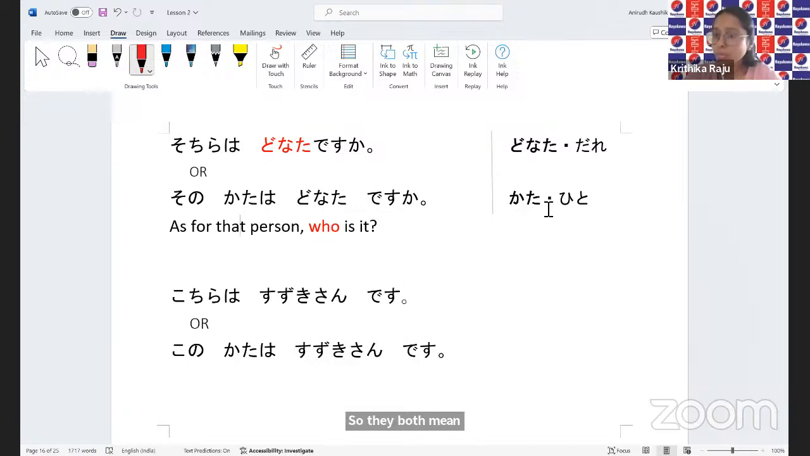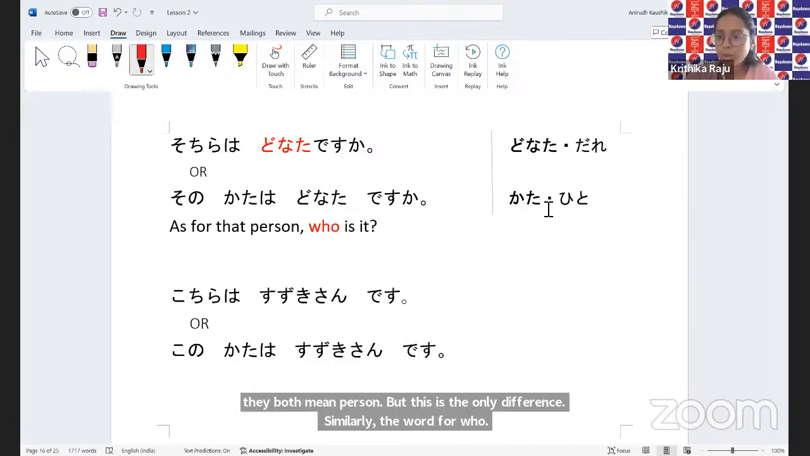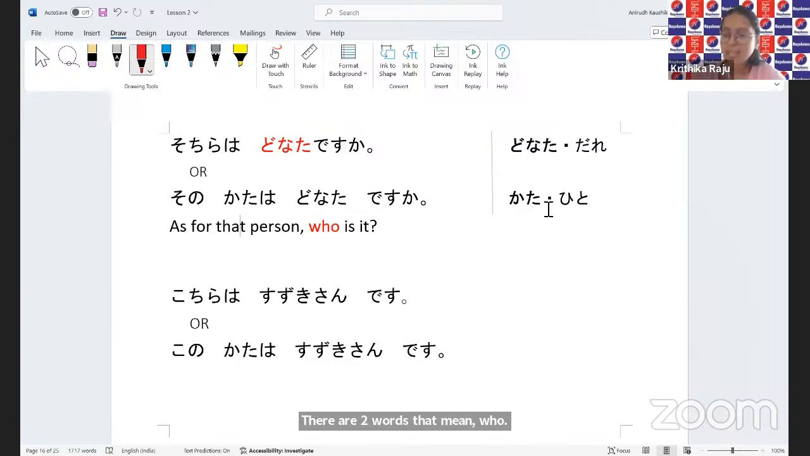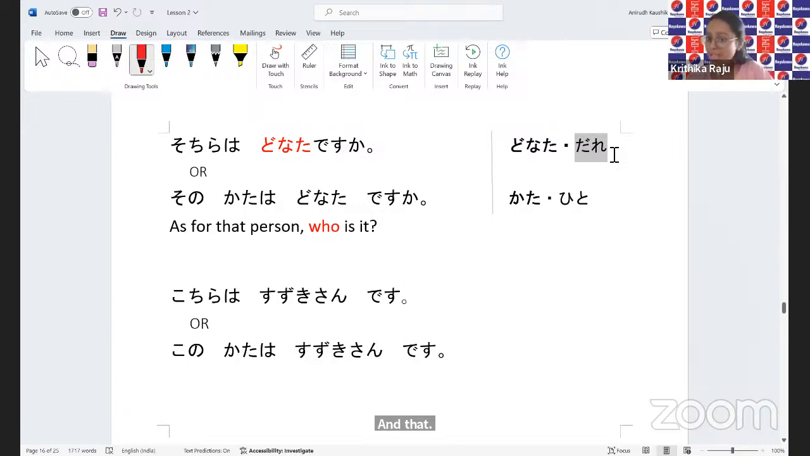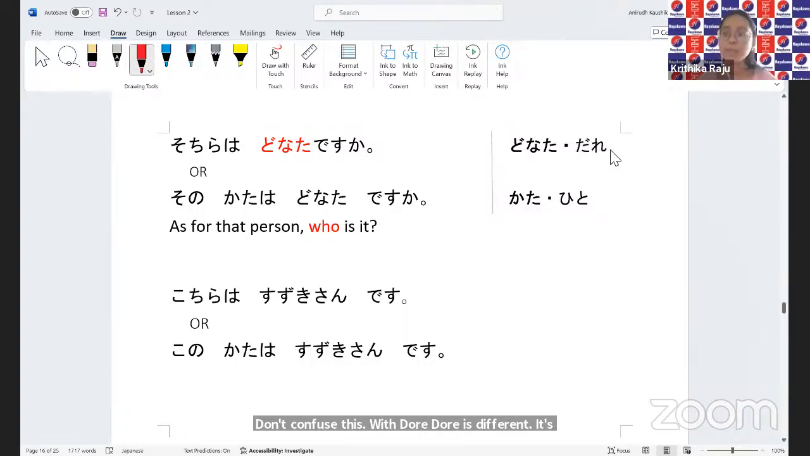Similarly, the word for who, there are two words that mean who. One is donata and the other one is dare. Don't confuse this with dore. Dore is different. It's which. This is dare, R sound. Dare is the plain word. It is polite enough. But donata is the more polite word of the two.